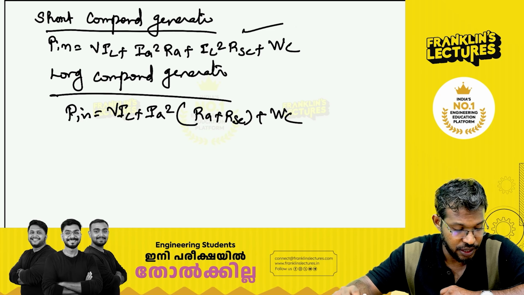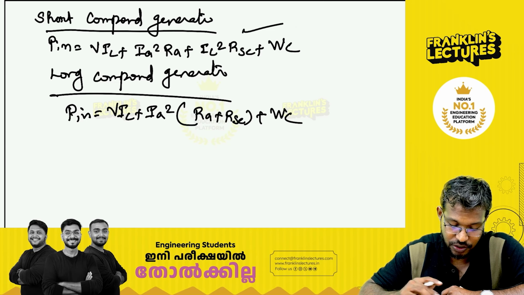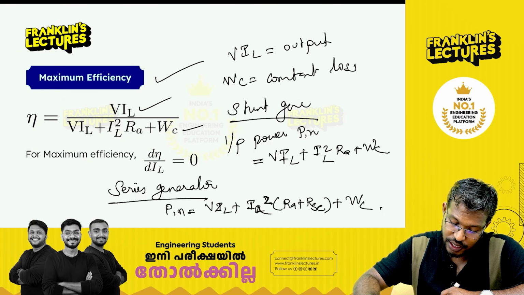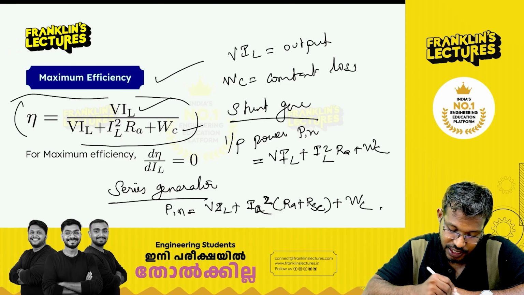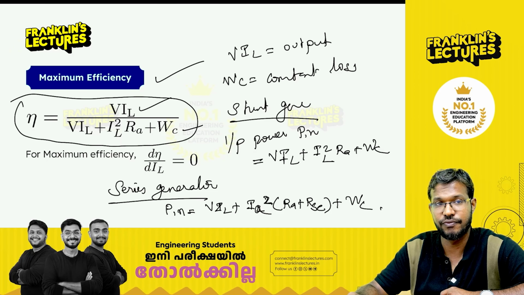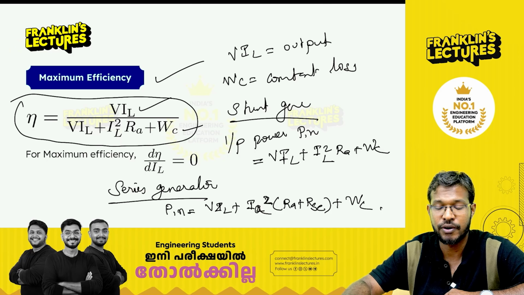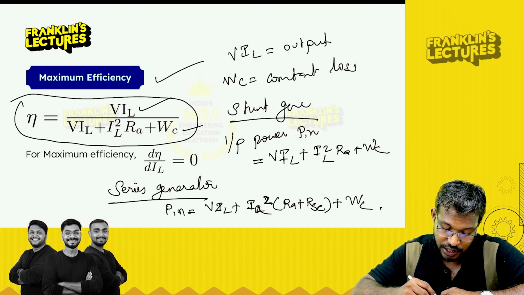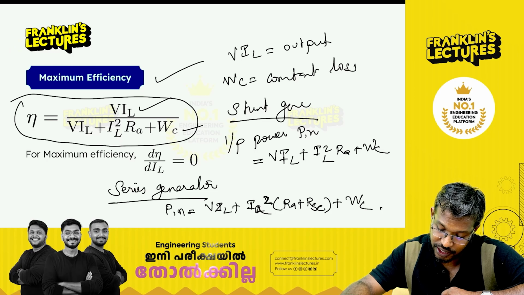Plus IA square into RA plus RSC plus WC in the case of a short compound generator. So if we consider the efficiency of all of these, it will be difficult. So take the output power of an easy shunt generator. So take the input power. VIL is the output power, VIL plus IL square RA. This is in the case of a shunt generator.